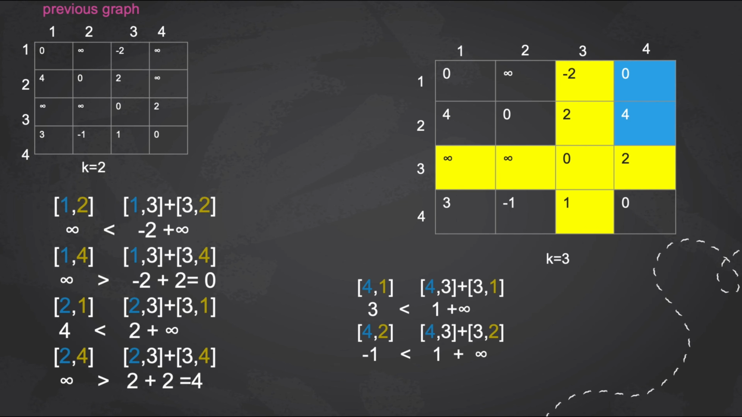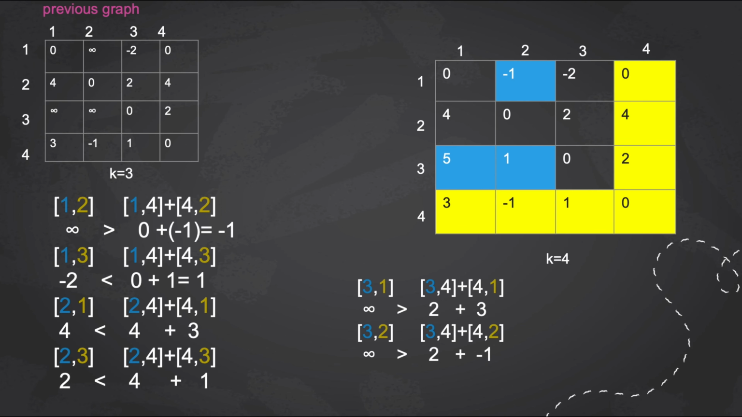Now we're in k equals 3. We're trying to update the shortest path from i to j by allowing vertex 3 to be used as an intermediate vertex. We're in k equals 3, so we copy the third row and the third column. And once again, it's important to know, if you haven't seen this pattern, our diagonal is always going to be the zeros. You can pause here and see how these comparisons were made. After making these comparisons, the only points that we were able to find that were better using the intermediate vertex were 1, 4 and 2, 4.